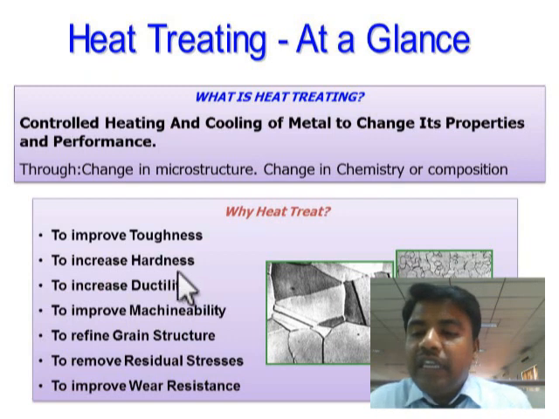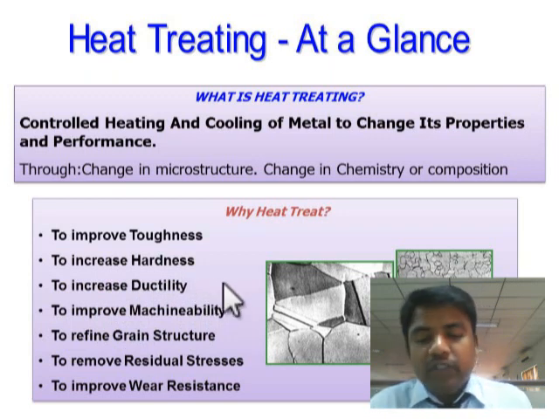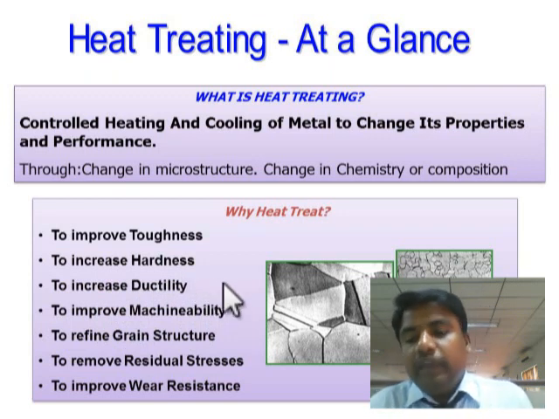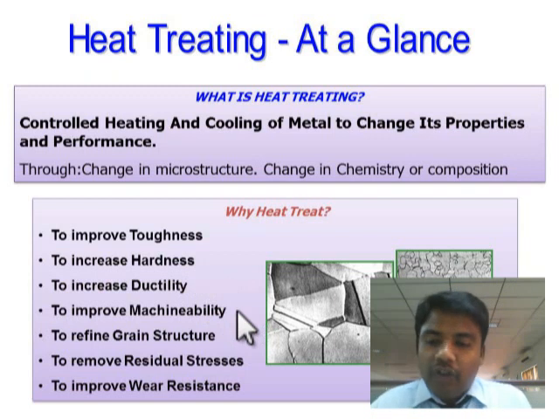Next we go for ductility. Ductility is another very important mechanical property. We can receive this property by using the annealing and normalizing processes. To improve machinability, we go for the annealing process.